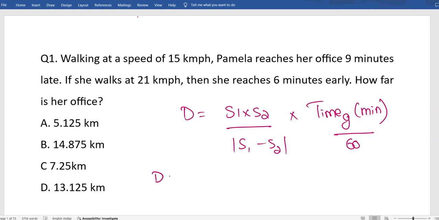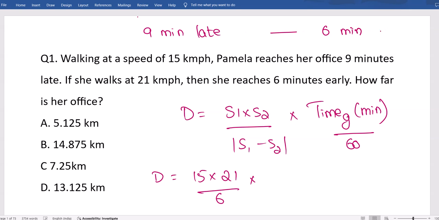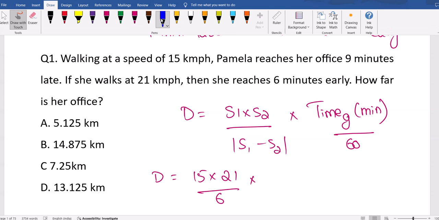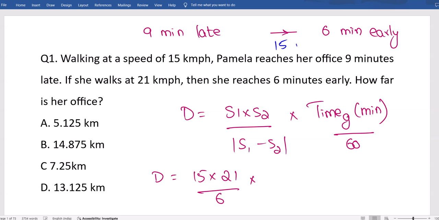So here for the distance, product of speeds is 15 into 21, speeds difference is 6. Time gain: you are initially 9 minutes late when speed is less, and now you are 6 minutes early when speed is increased. It's like a 9 rupees loss to a 6 rupees gain, so the change is 15 minutes. It's almost like minus 9 to plus 6. Previously you were at loss, now you are going for profit. So 15 minutes is the time gain.